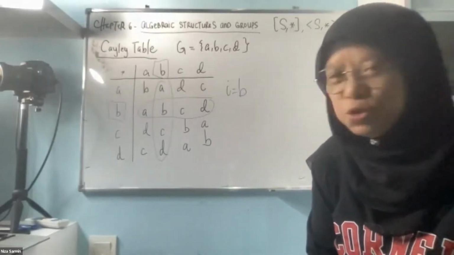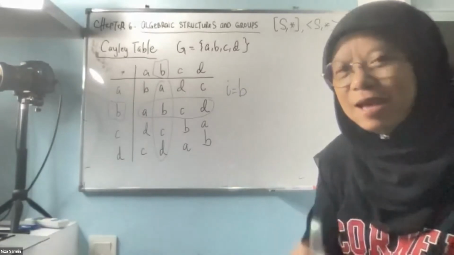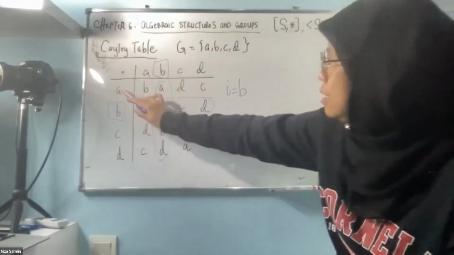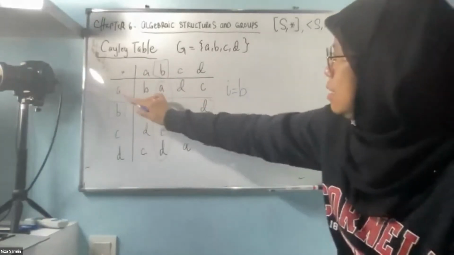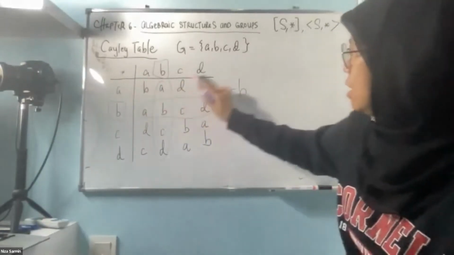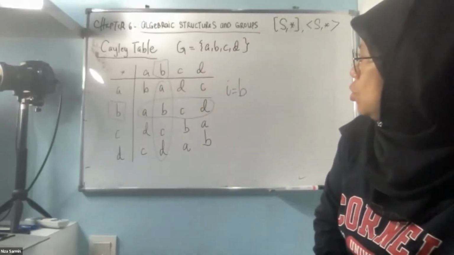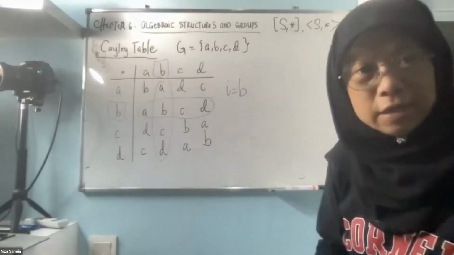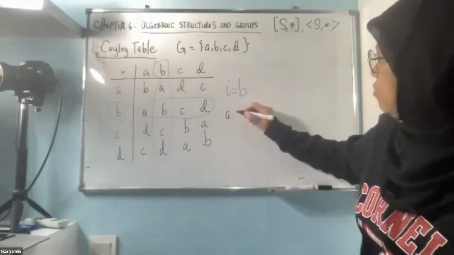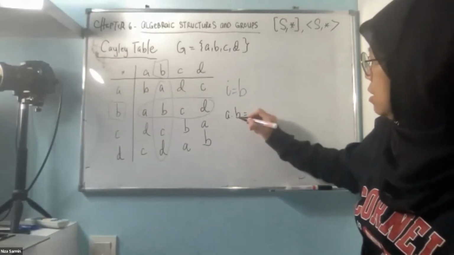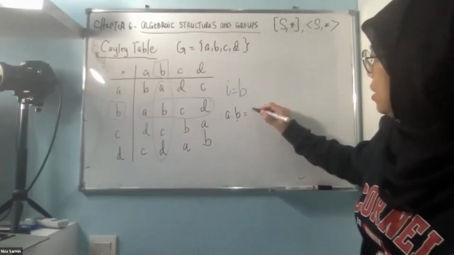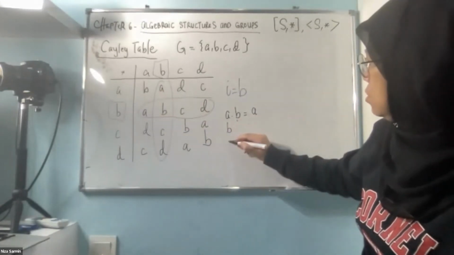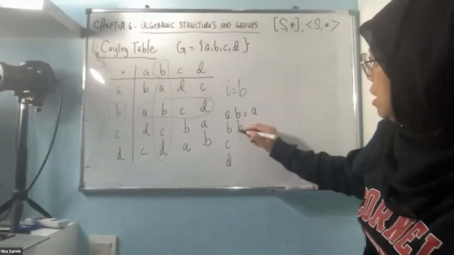If you're not sure, you can try. A times B, so you read like this: A times A is B, A times B is A, A times C is D, A times D is C. So if I say B is the identity, you can check. If you multiply B with A, you got A, right? Then you change this, you change this, you change this. The I you don't change.